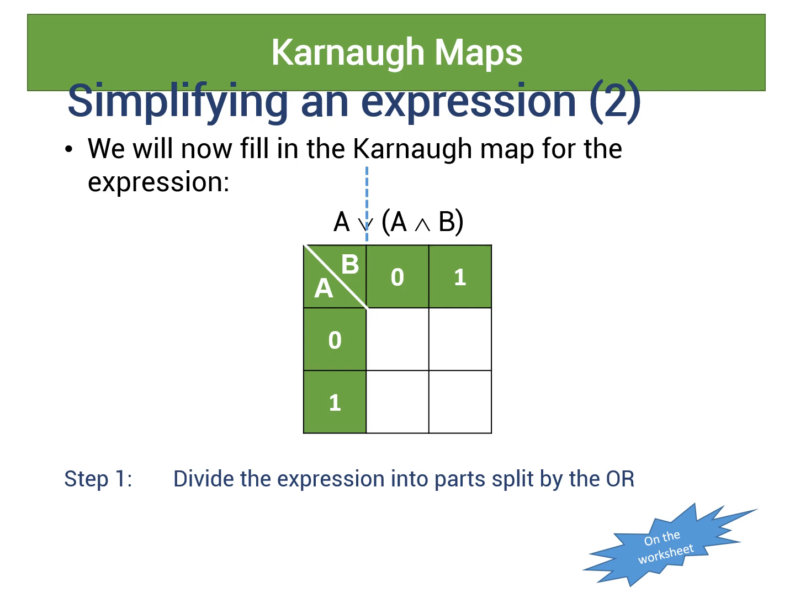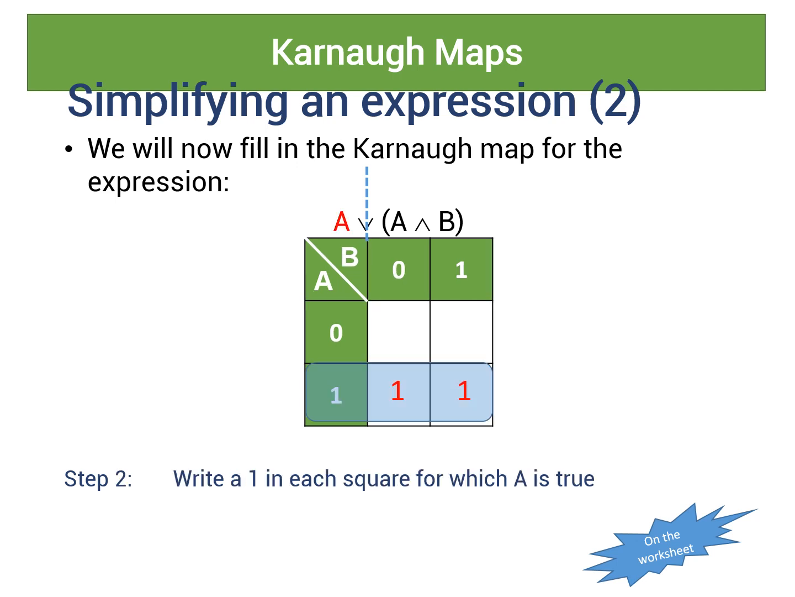Here's your second example. See if you can complete this yourself. It's A OR A AND B. Notice how we've split this expression. Now what we can think of is A first of all. A, when it's true, is going to give a 1. So we can just write a 1 in that row.